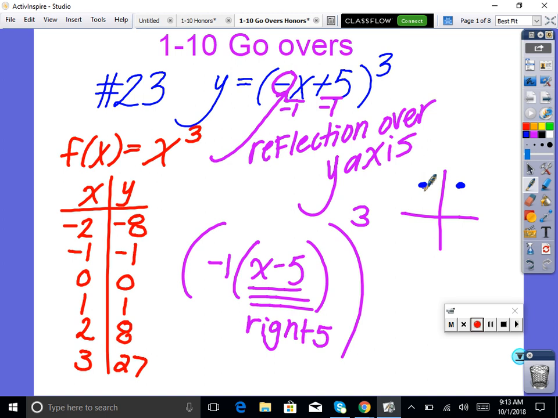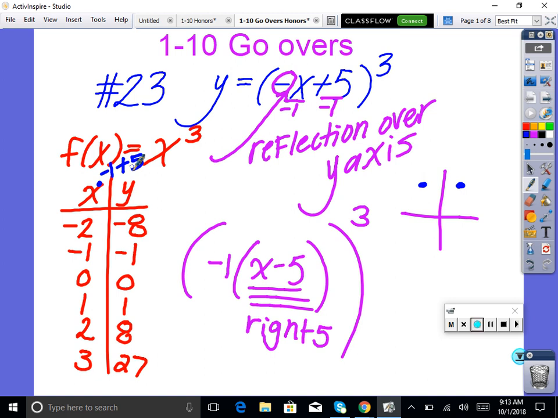Okay, so everyone, that's a valid question. So everyone, we're reflecting over the y-axis, aren't we? So we're going to times all of our x values by -1, and then aren't we going right 5 units? Isn't that a shift left and right? That's an x shift. So then we'll add 5. That did not change our y values.